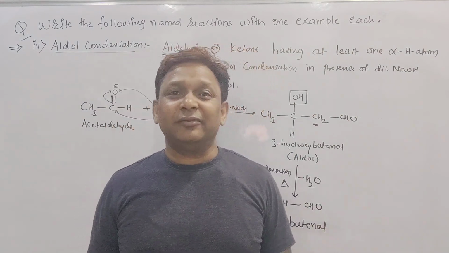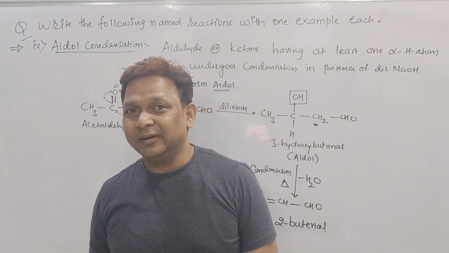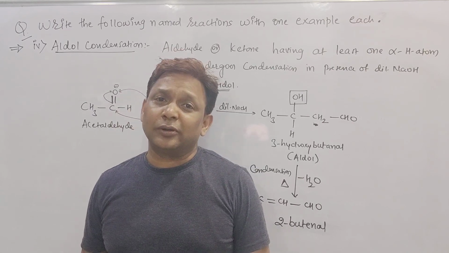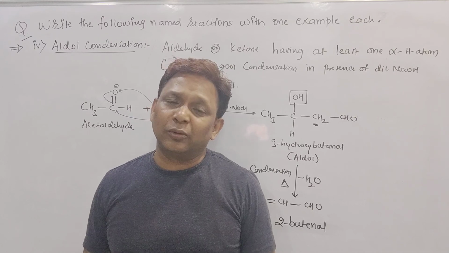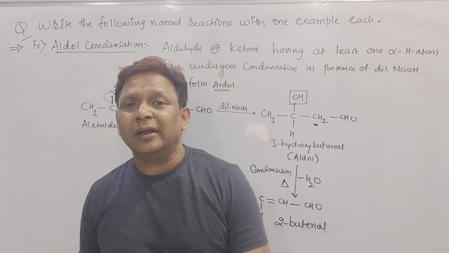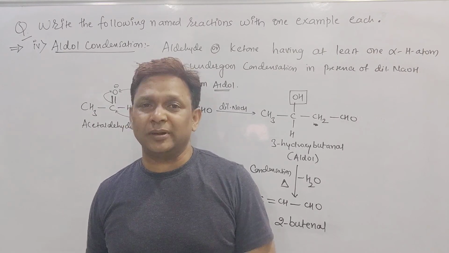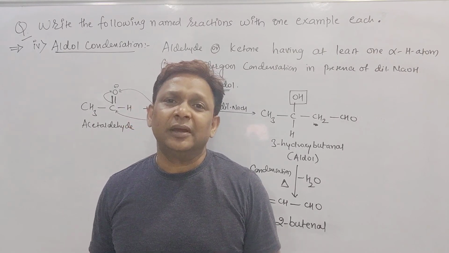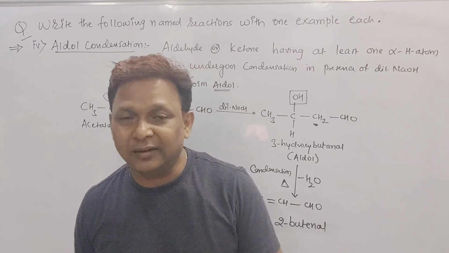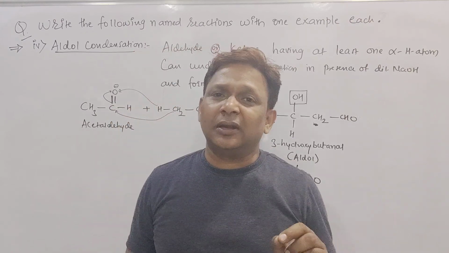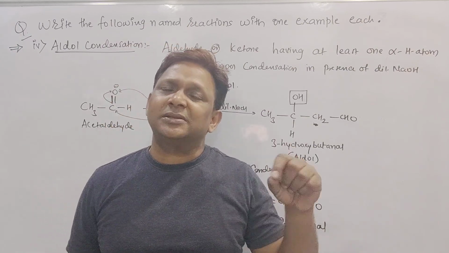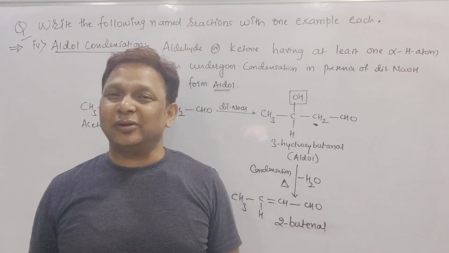An aldehyde with no alpha hydrogen atom can react with concentrated NaOH, which undergoes self-oxidation and reduction and gives rise to methyl alcohol and sodium formate. How to write the reaction, beta? HCHO, 2 moles, that is formaldehyde, in presence of concentrated NaOH. It gives rise to CH3OH, methyl alcohol, plus HCOONa, sodium formate.